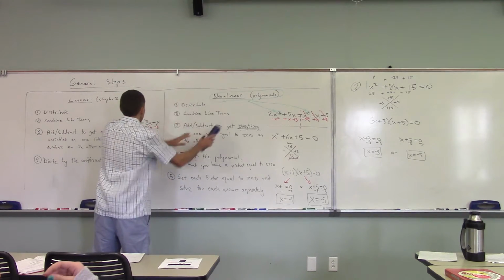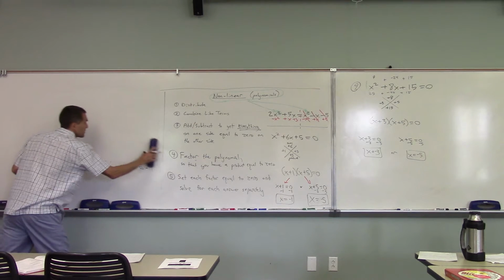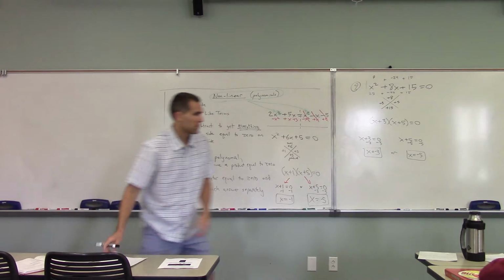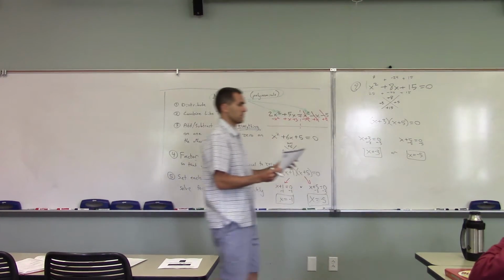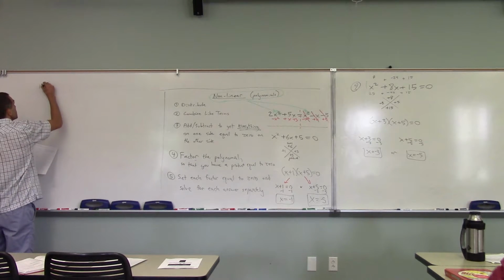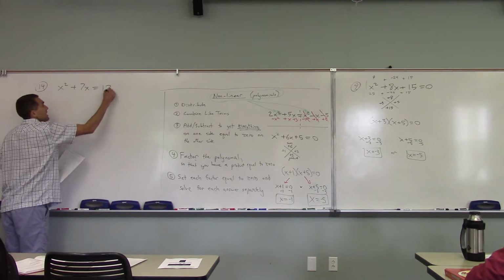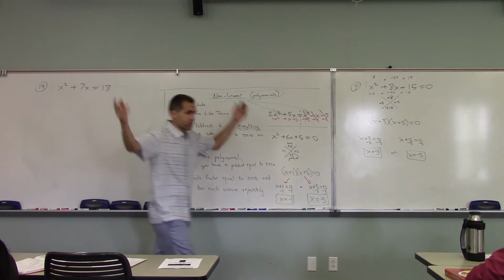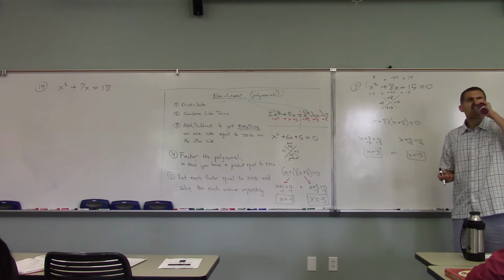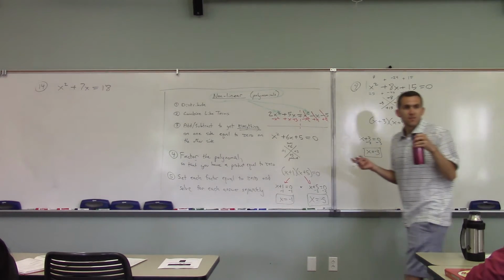I'm going to leave the nonlinear polynomial steps and just erase the old steps that we've already done. Okay, so let's do a couple examples that build in difficulty. So now, what if we didn't have it all on one side? What if we had something like x squared plus 7x equals 18? What do we do? Subtract 18. But why? So it equals 0.